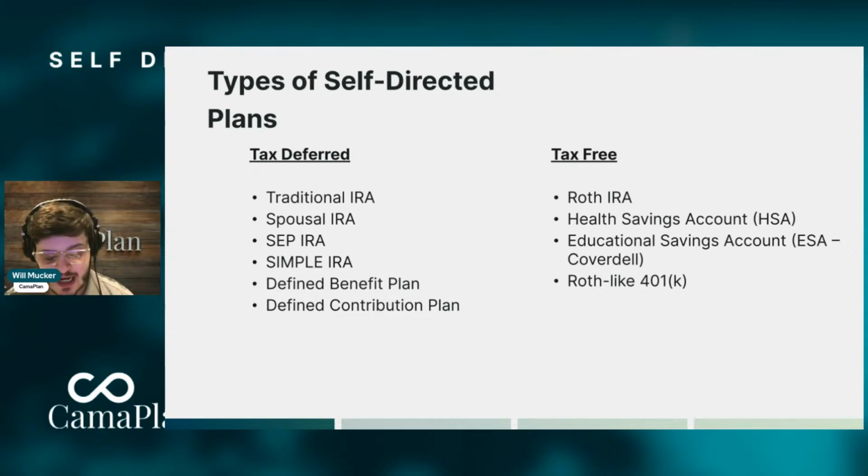Looking into the buckets a little bit deeper, in the tax deferred bucket, you have a number of accounts that fall into that bucket. You have the traditional IRA, which is an individual IRA. It was the original IRA offered. That's why it's now called traditional IRA. It used to just be IRA.